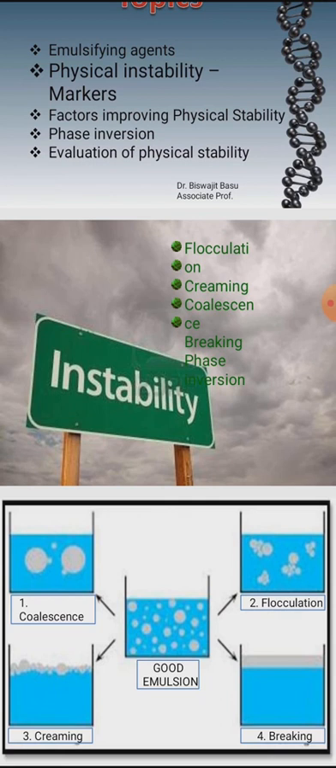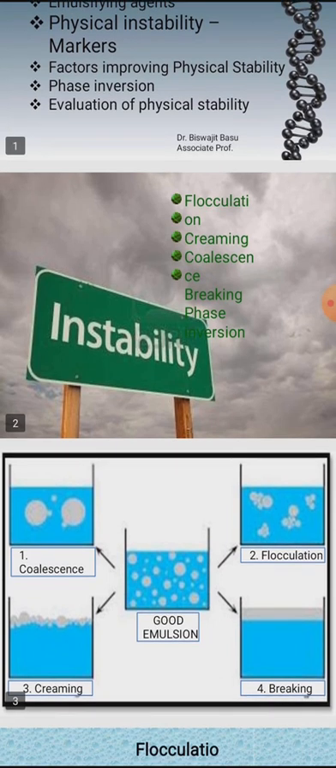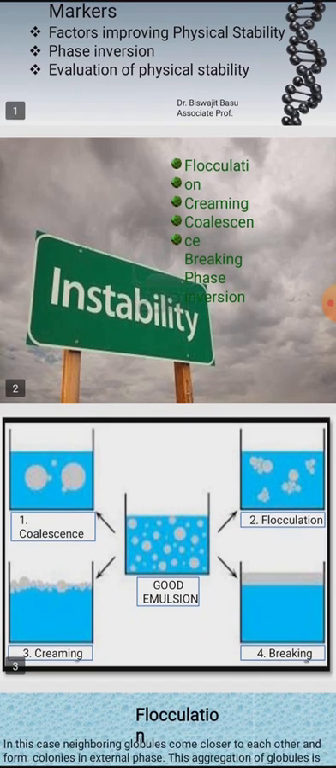Different types of emulsifying agents are there. Ionic type emulsifying agents, we know, cationic type, anionic type, and non-ionic type emulsifying agents. In the HLB scale also we have seen that two types of emulsifying agents are there, O/W and W/O. And Bancroft's rule, already we have covered that part.